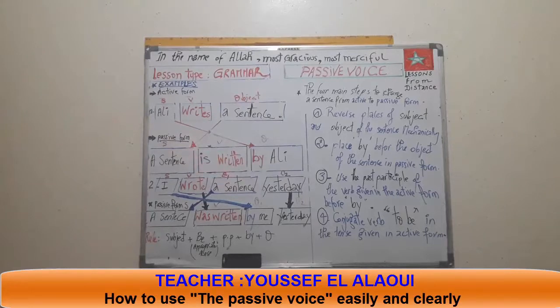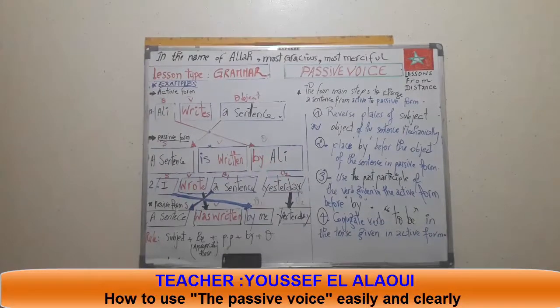Well, we have conjugated the verb to be in the tense given in active form, simple present. A sentence is singular, we use is. Our sentence is done successfully. A sentence is written by Ali.